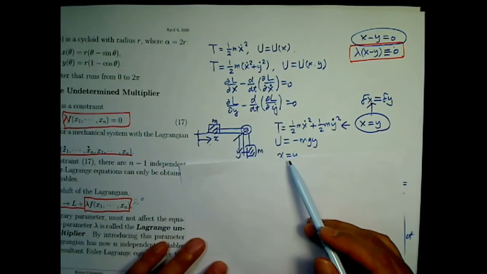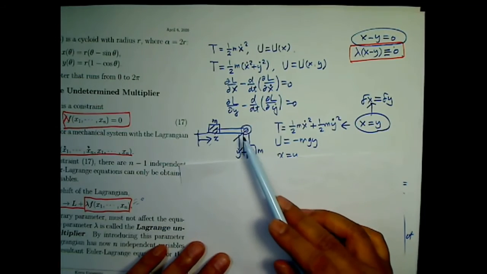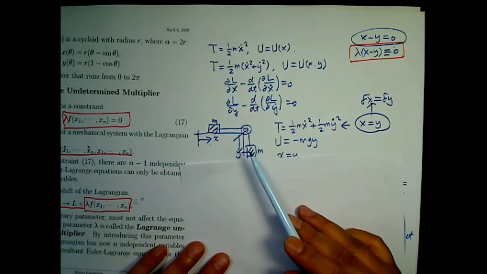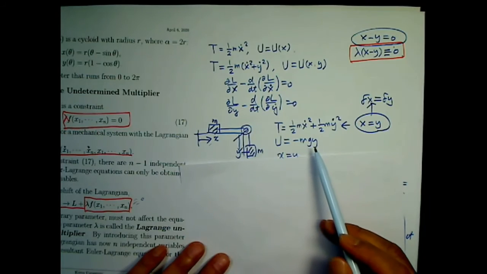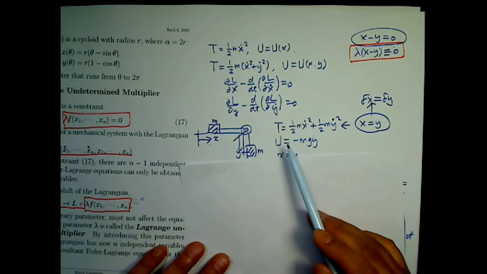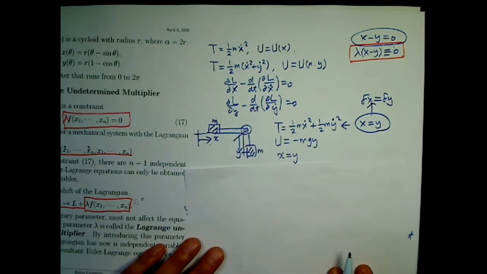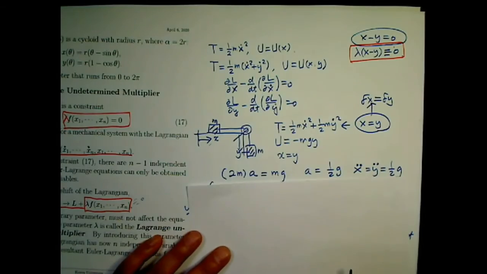Okay, let us introduce the potential energy. The y is measured below this level. Therefore, the potential energy is negative, minus mgy. As we go further down, the potential energy decreases. So minus mgy will be the potential energy. We have the constraint x equals y.